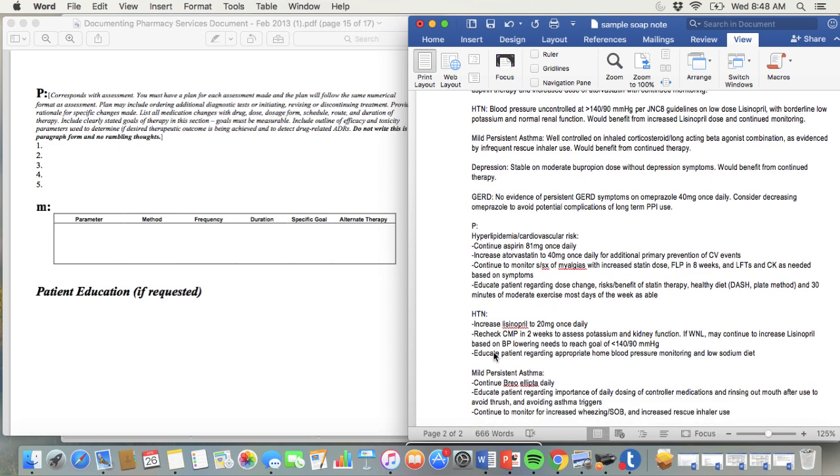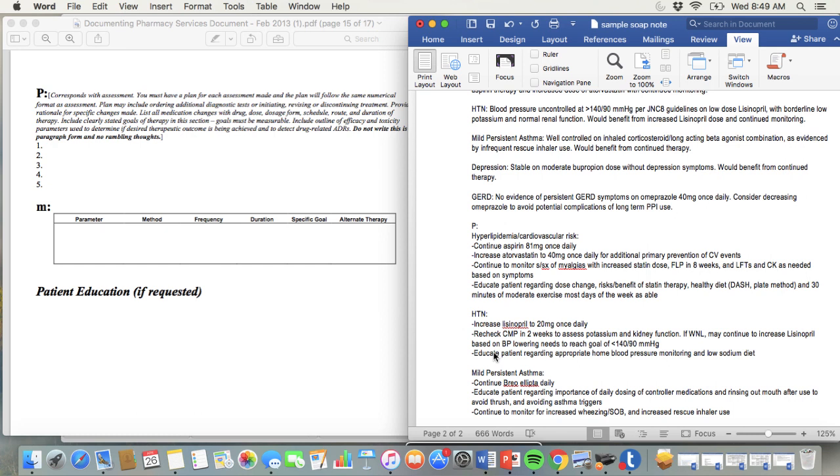Your plan is exactly what you're continuing. So the Breo Ellipta once daily, and then educate patient regarding the importance of daily dosing of controller medications and rinsing out mouth after use to avoid thrush because there is a steroid in that inhaler, and then to avoid asthma triggers, and then continue to monitor for increased wheezing or shortness of breath and increased rescue inhaler use. So in that one sort of brief plan, you've addressed the plan, the education, and the monitoring.